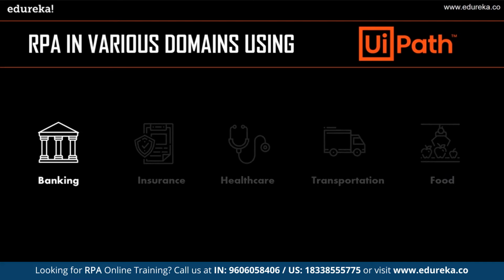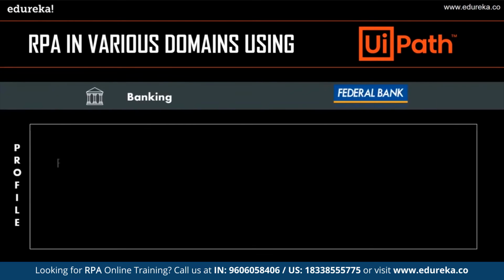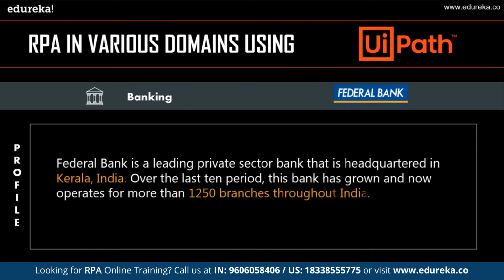To explain how RPA is used in banking, I've considered the example of Federal Bank. Federal Bank is a leading private sector bank headquartered in Kerala, India. Over the last 10 years, this bank has grown and now operates more than 1250 branches throughout India, guys.